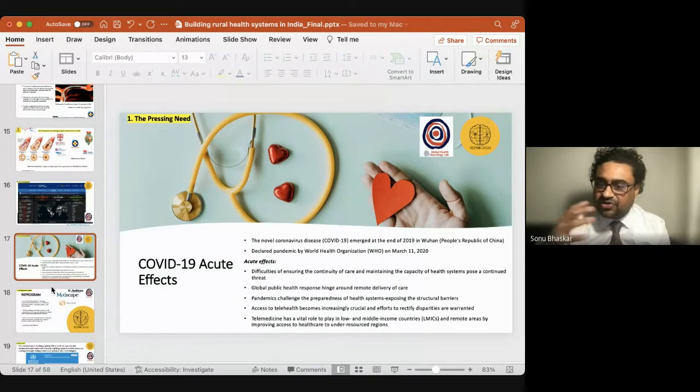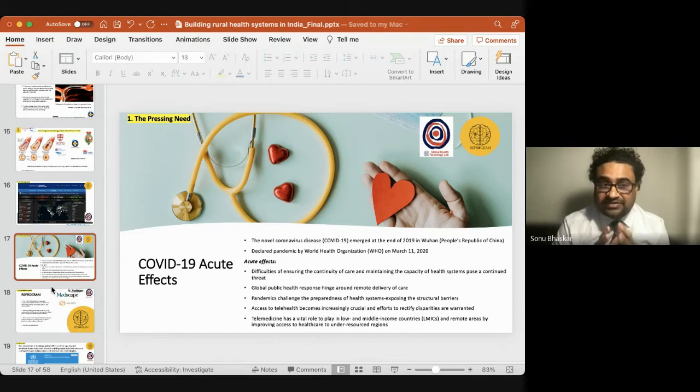From a chronic and acute perspective, one of the important policy questions was: how do we maintain continuity of care and the capacity of health systems to deliver continued access to patients who have neurological diseases during COVID-19? And much of the delivery of care in COVID-19, even in low resource settings, moved from conventional care to telemedicine.